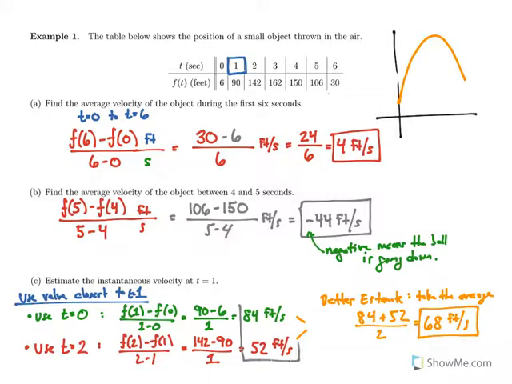However, 84 and 52 are also acceptable answers, as there's no wrong way to estimate something. Our most accurate is probably the average, and we should do this if we can, but with the other two we're taking a one-sided estimate. We could also estimate it using t equals 3. It's just further away, so it's probably a worse estimate.